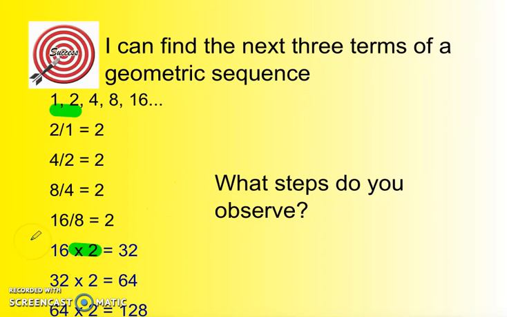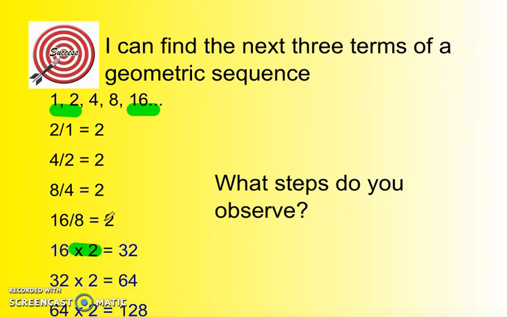Okay, and this 16, I notice, is the last term in the sequence. And so 16 is where we start off. We multiply by 2 and we get 32. Then 32 goes down here. 32 times 2 is 64. Then 64 goes down here. 64 times 2 is 128. And so that common quotient was used to find the next three terms.